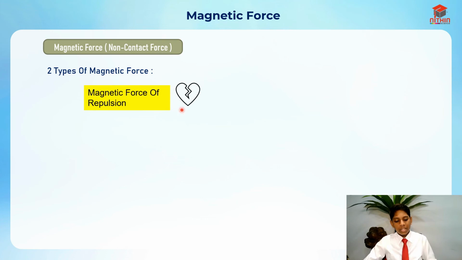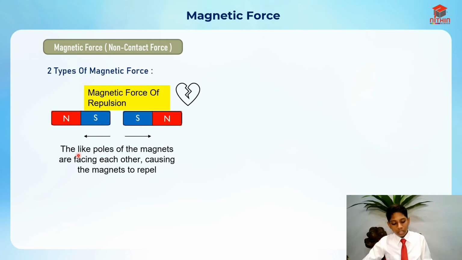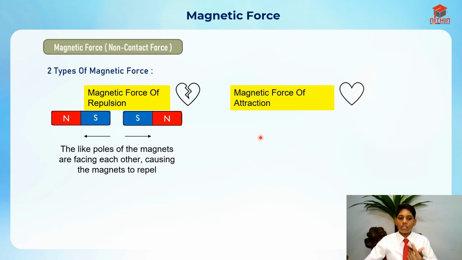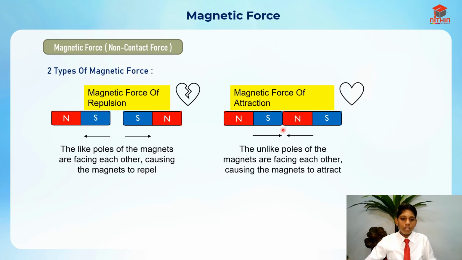So one is the magnetic force of repulsion. Basically when like poles face each other, they repel. Okay, so the like poles of the magnets are facing each other, causing the magnets to repel. And the second type of magnetic force is basically the magnetic force of attraction. So the unlike poles of the magnets are actually facing each other and thus causing them to attract.